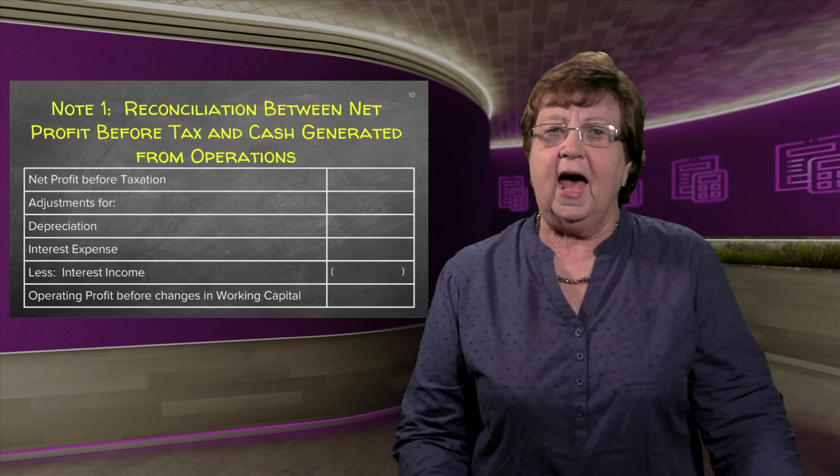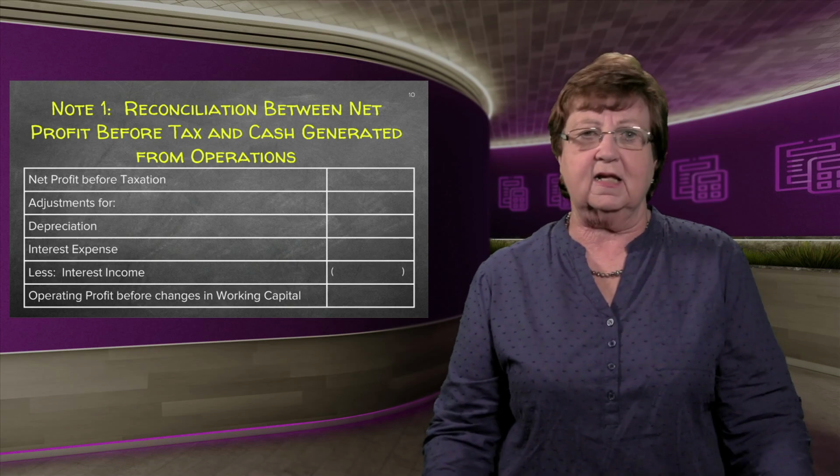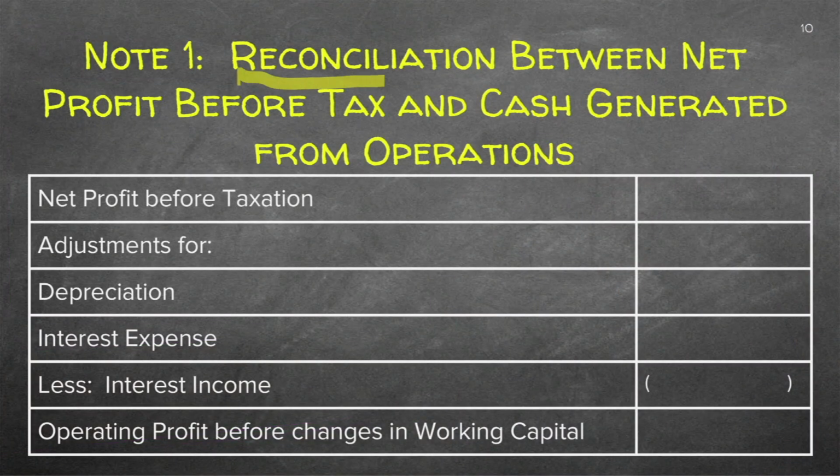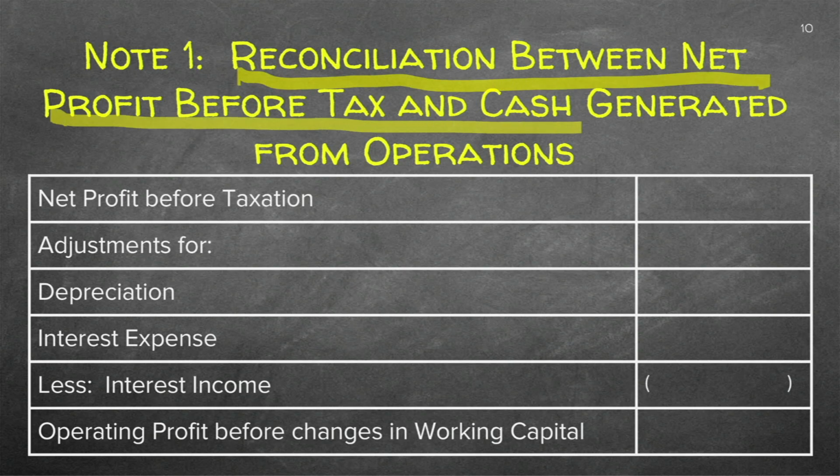So let's have a look at a little table we are going to complete, known as the reconciliation between net profits before tax and cash generated from operations. All right, so here I've got net profit before tax. Obviously, that's going to come from my income statement. And now I have to make adjustments for the incomes and expenses which appear as though there was an inflow and outflow of money, yet there wasn't. So we are going to adjust our net profit. So let's have a look.